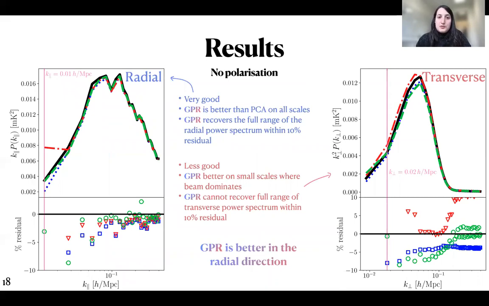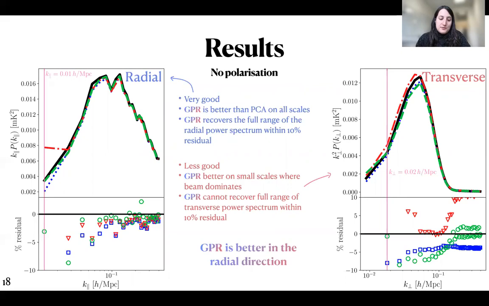So for the radial power spectrum, GPR performs very well. It recovers the full K parallel range within 10% residual, and it performs better than PCA, especially on small scales. For the transverse power spectrum, this is not the case anymore. GPR does not perform as well. It does not recover the full K perpendicular range, and especially on the middle K perpendicular range, it performs worse than PCA. It does perform very well on the smaller scales, but because of the angular resolution of our telescope, there is essentially no information here of interest, so this is not very useful.